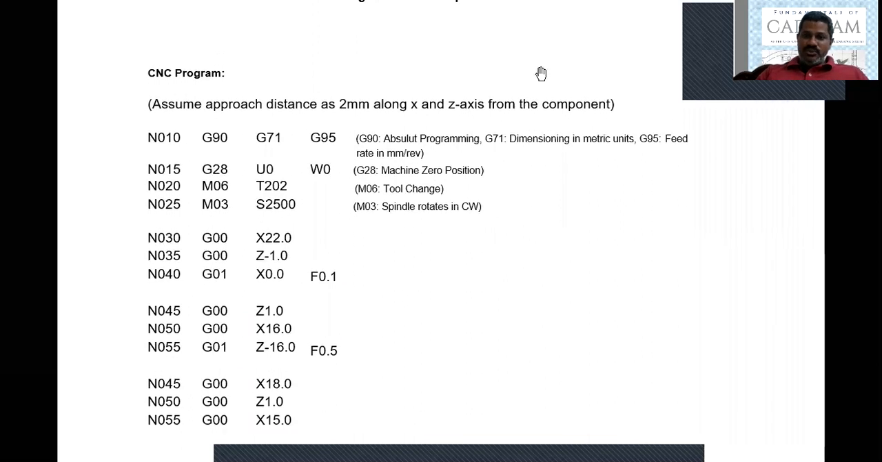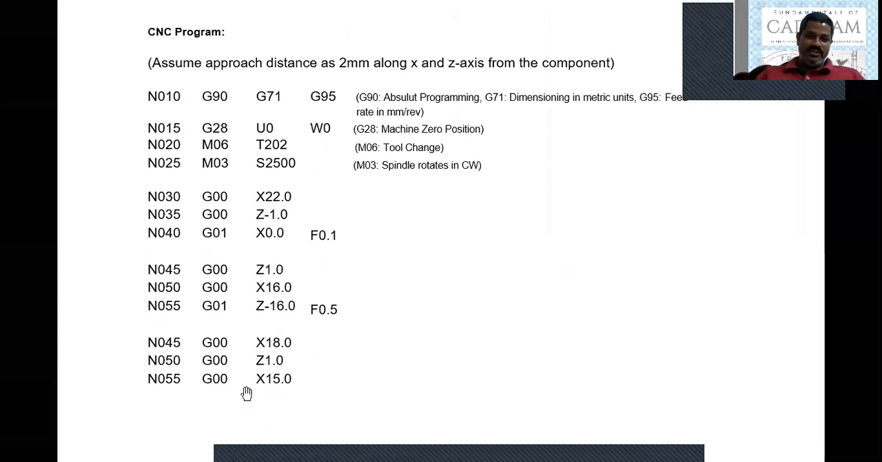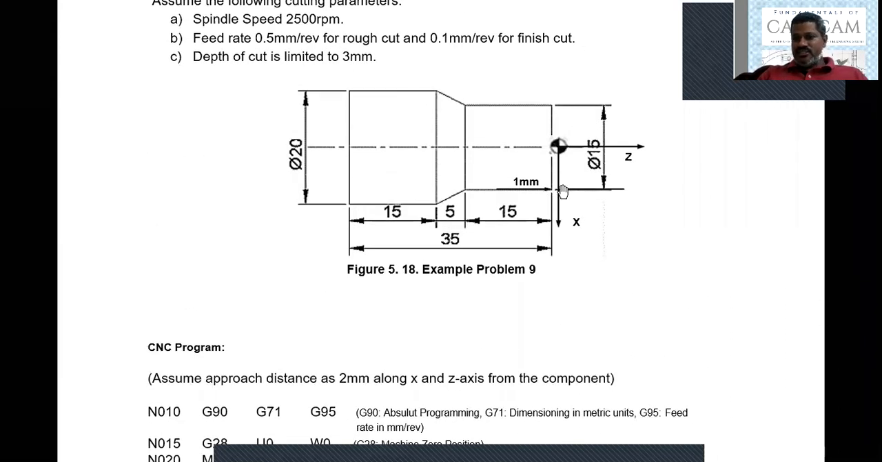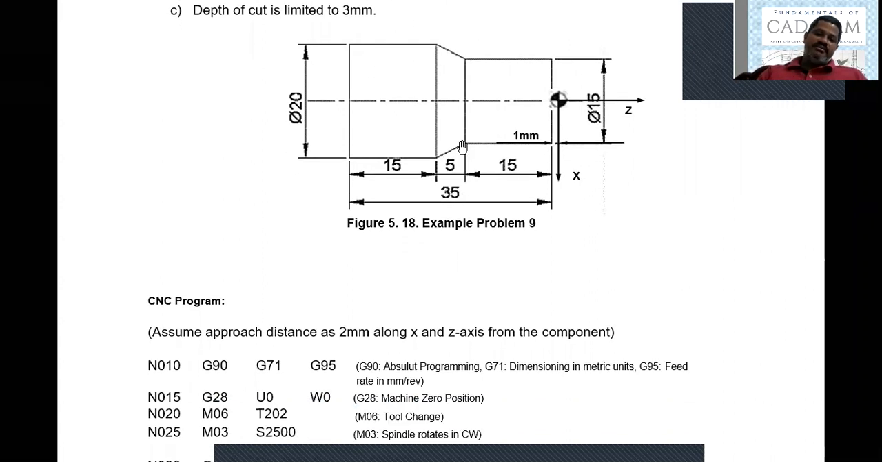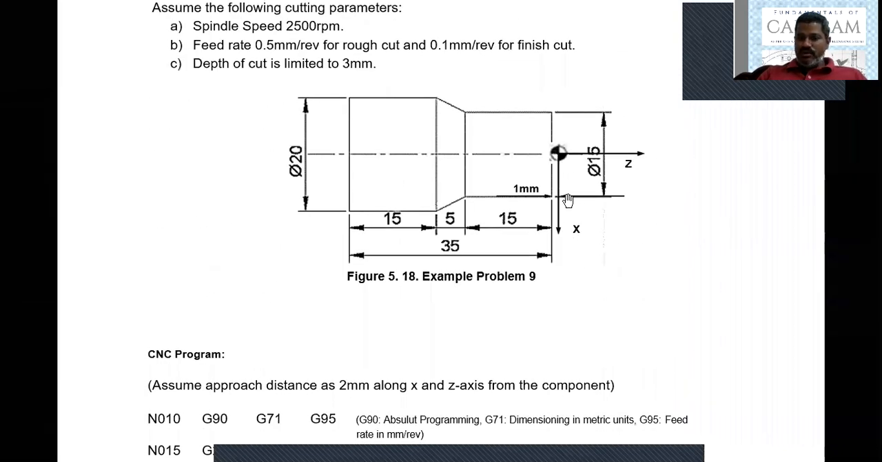Now after bringing the tool to a 15 mm diameter, at an X distance of 15, we need to perform the actual turning operation towards the negative Z axis, minus 15. So towards the negative Z axis we need to move minus 15. Now you can see minus 15 means already we have positive 1 here and negative 1 here, so that means a 15 mm distance we need to move. So Z16, that means already we have positive 1 here.